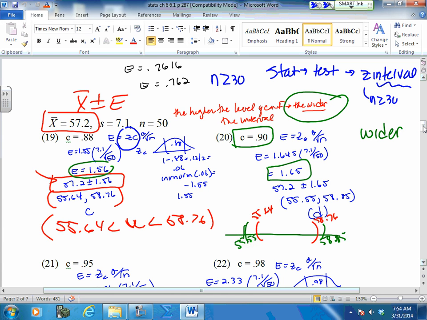Is the S the standard deviation? Yeah. You could either use, if you have your population one, or if you don't, you can use your sample one, because your sample size is greater than or equal to 30.